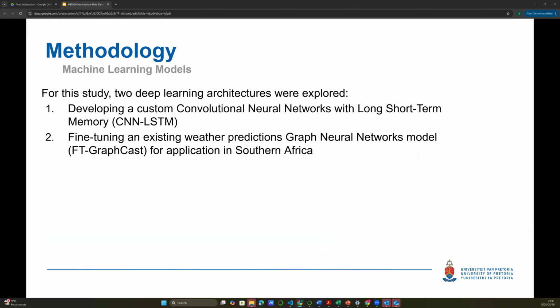In the study, two deep learning architectures were explored to model medium-range weather forecasting. The first approach involved developing a custom hybrid model that combines convolutional neural networks with long short-term memory units. The second approach focused on fine-tuning an existing state-of-the-art graph neural network model known as GraphCast.